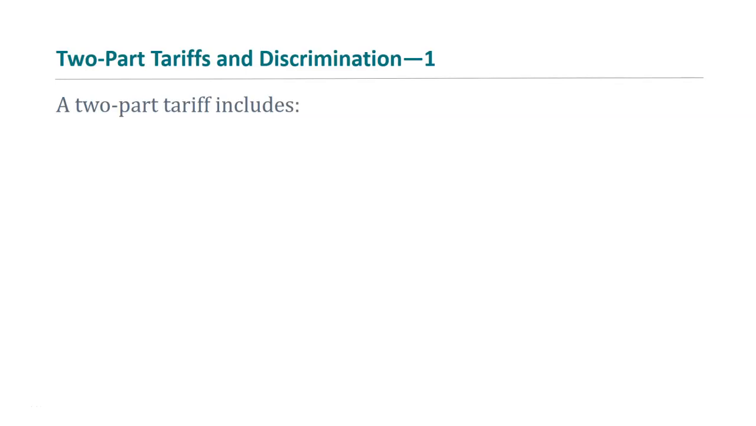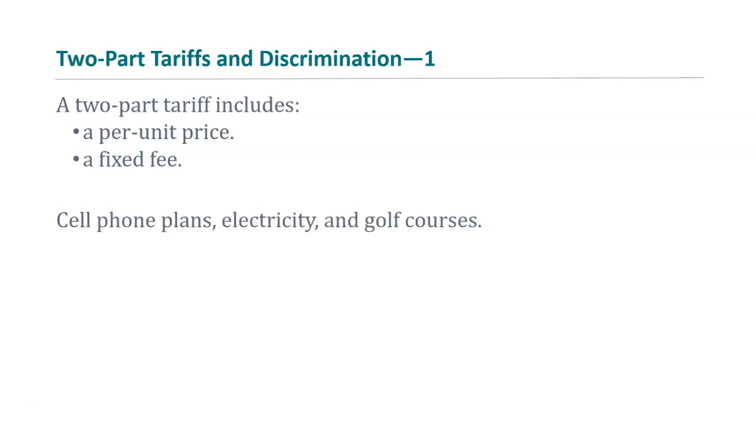Now let's talk about another interesting type of price discrimination, and it's what we call a two-part tariff. A two-part tariff includes a per unit price and a fixed fee. Some examples of these are cell phone plans, electricity, golf courses.